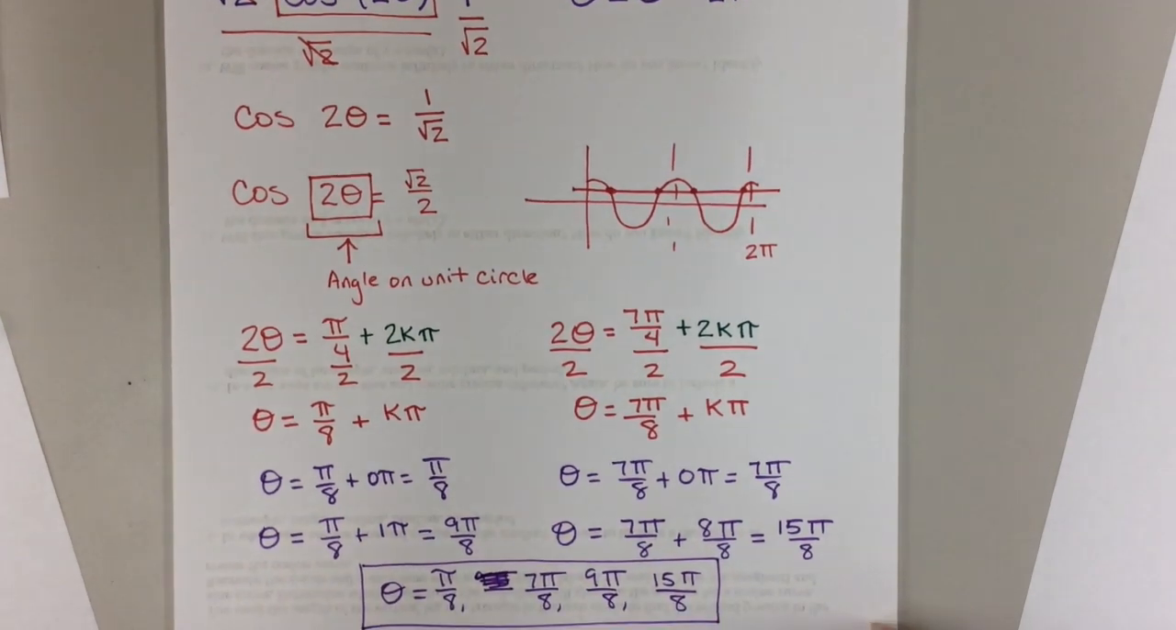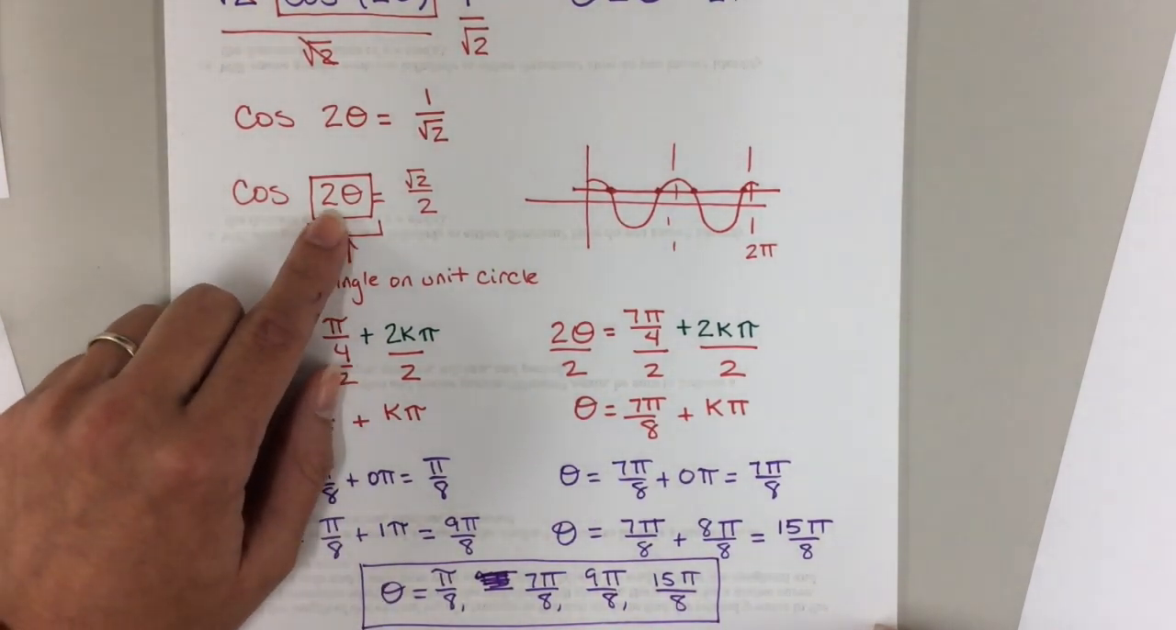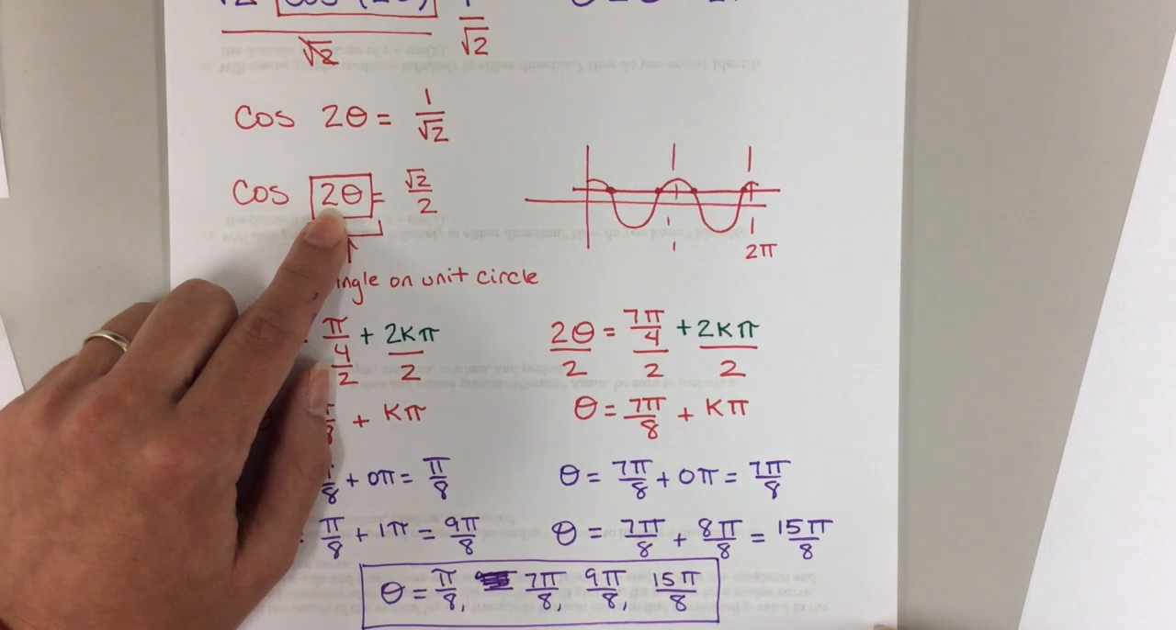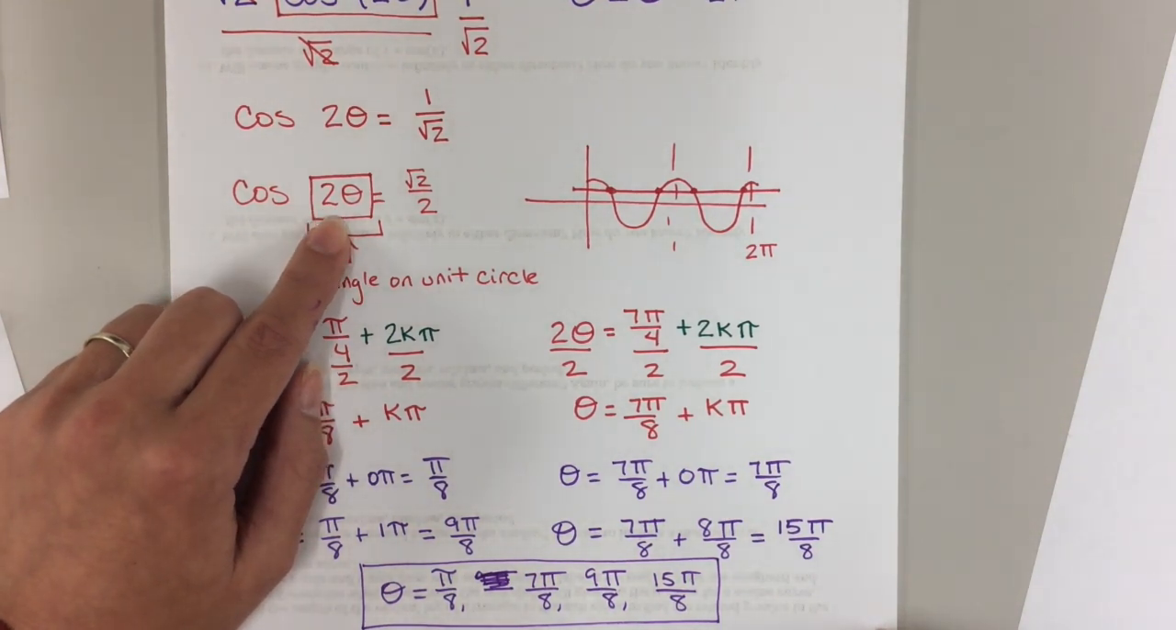Now I want you to notice something. This 2 tells us how many times we're going to go around the unit circle, or how many times our original solutions will be our final solution. So originally we had 2 solutions. We multiply that by 2 and we have 4 solutions. So that number in front tells you a lot.